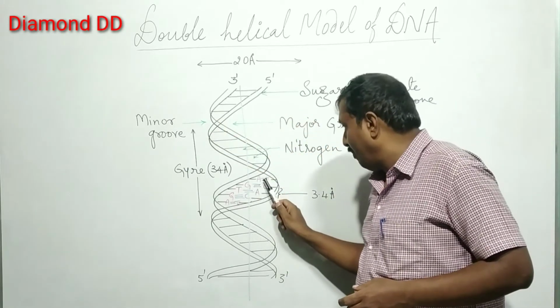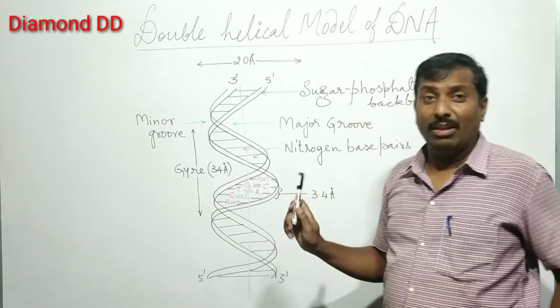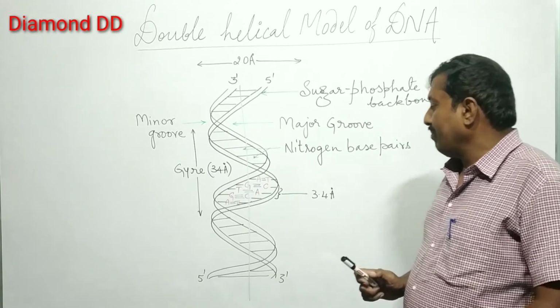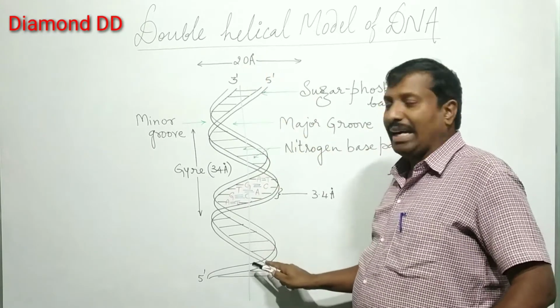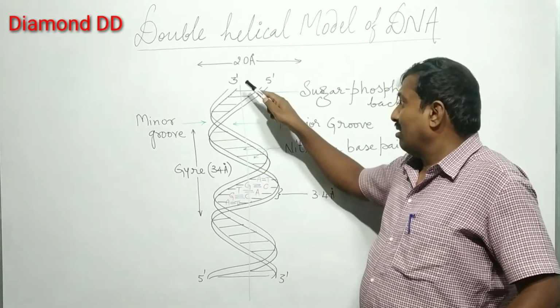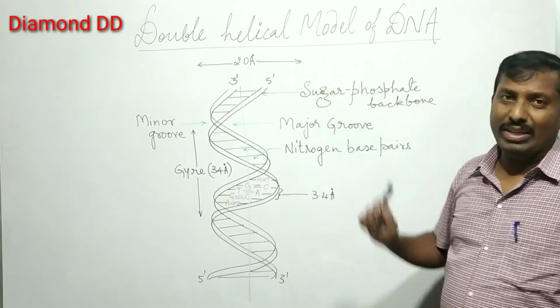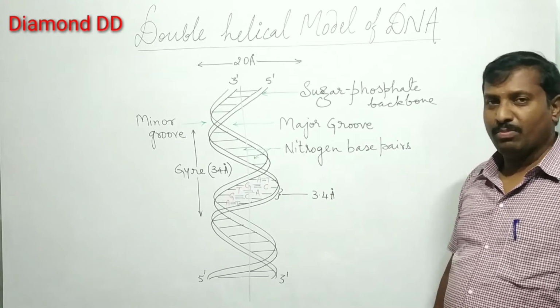Then nitrogen base pairs, ATGC complementary base pairing following the Chargaff base equivalence rule, and both the strands run anti-parallel to each other, one from 3' to 5', another one vice versa, 5' to 3'.